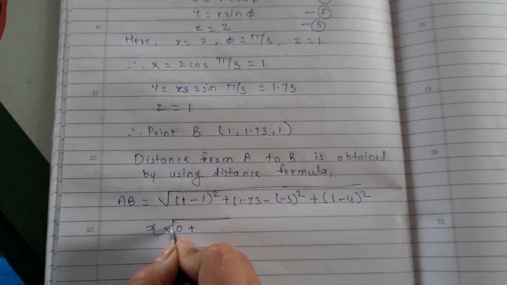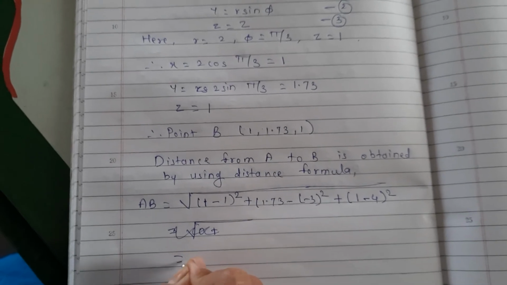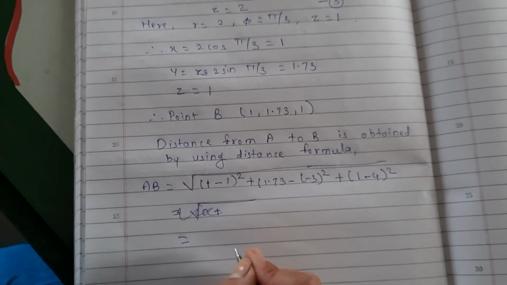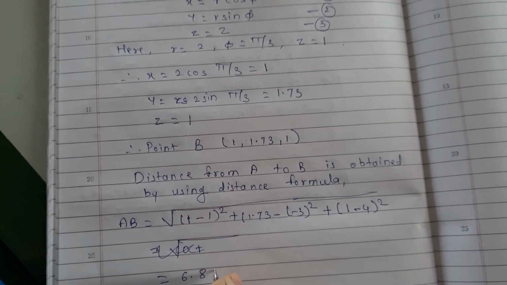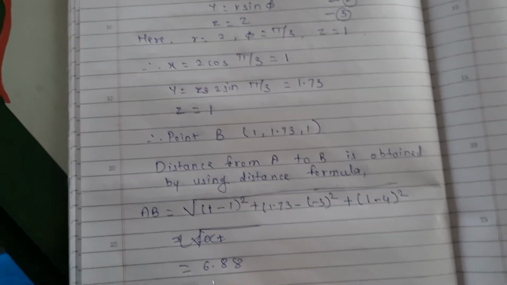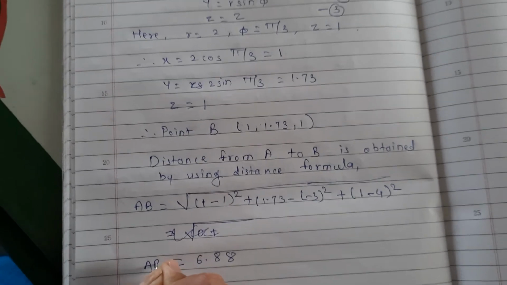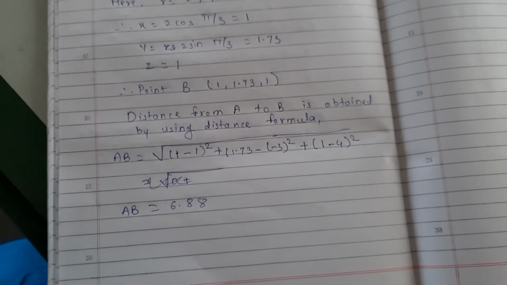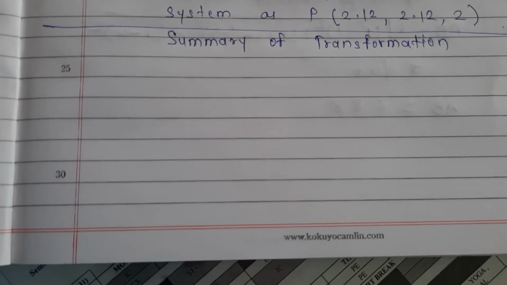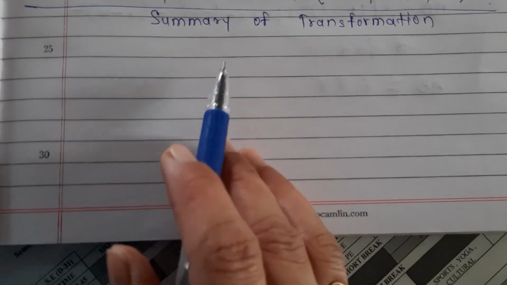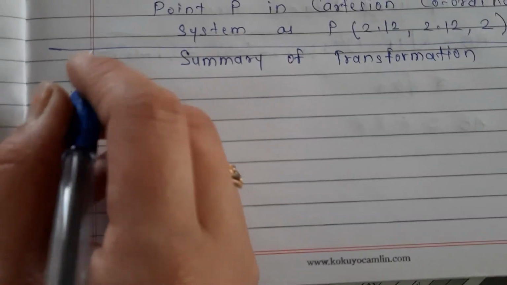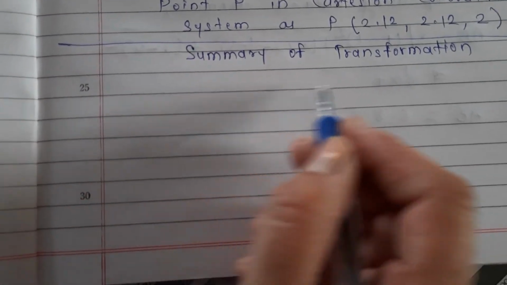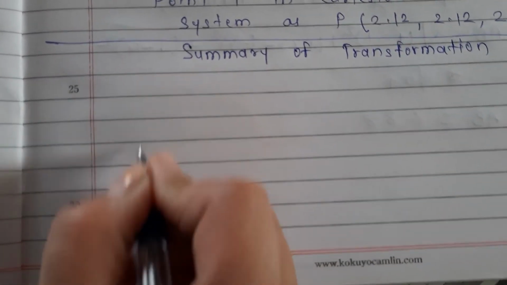So we will solve it directly on the calculator, and the final answer is 6.88. So this is the value of AB, or the distance from A to B. Here we will see the summary of the transformation, or the formulas for the transformation from cylindrical to Cartesian and from Cartesian to cylindrical. This is a summary.